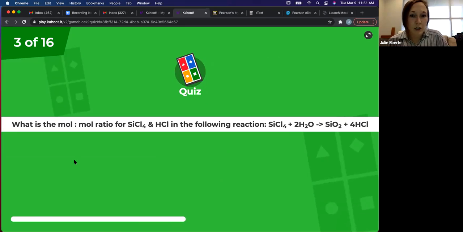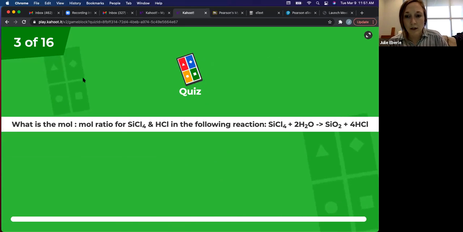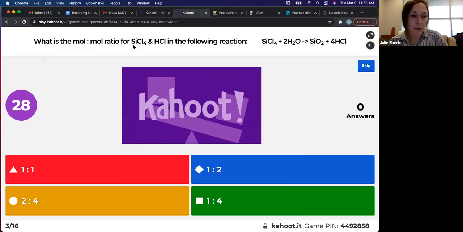What's the mole-to-mole ratio for SiCl4 and HCl in the following reaction? So you've got silicon tetrachloride. This is a quick one. You've got 30 seconds here. What is the mole-to-mole ratio? You're just looking at the coefficients in the balanced reaction.